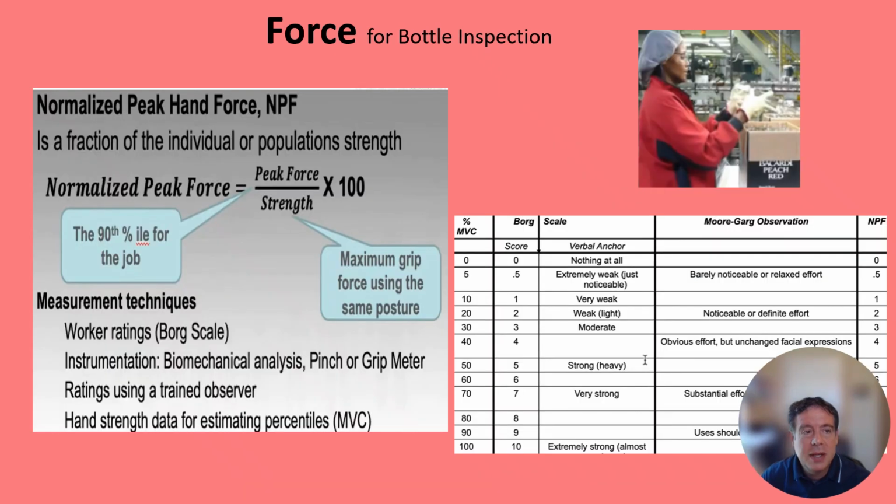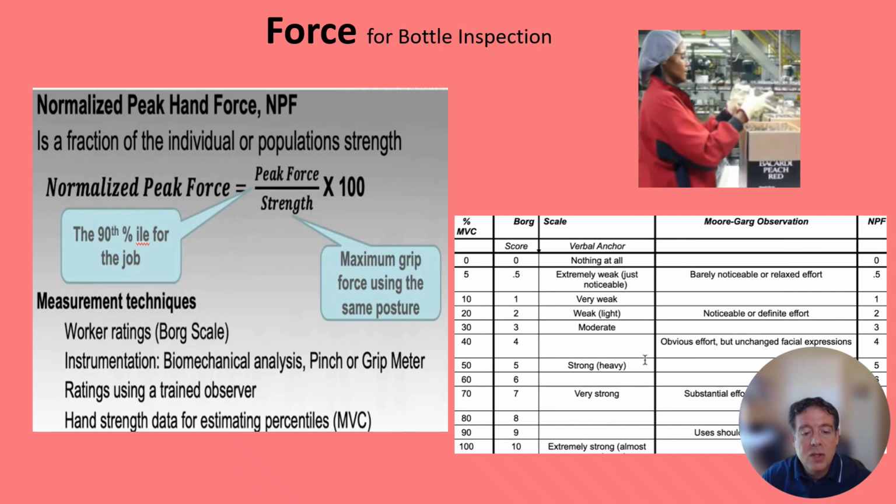And then that's force. We are determining force, and there are different ways we could do it. Like I said, the first one, the Borg, is probably the most common, where you're asking them to rate using the second column here, and you could train them by using something they could squeeze as hard as they can and say that's a 10. And then they can rate it based on that percentage. You could use instrument scales where they're actually using grip meters or pinch meters.